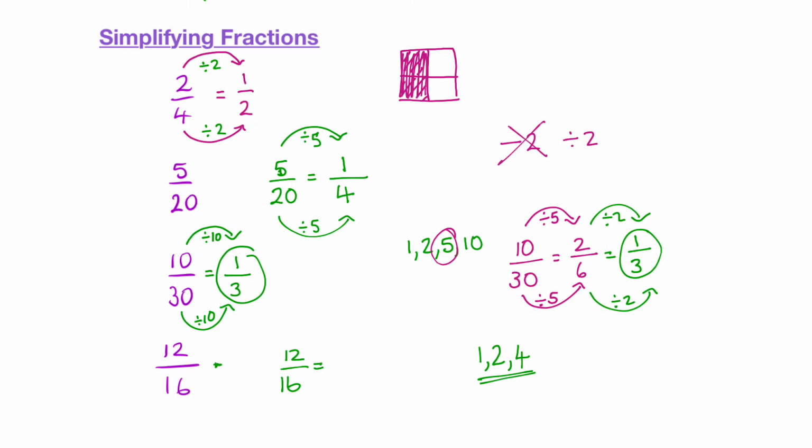So remember, what we do is we divide top and bottom by the same amount, and we pick the bigger number to divide by. So we're going to divide by 4. So 12 divided by 4 is 3. 16 divided by 4 is 4. So our answer, when we fully simplified the fraction 12/16, is 3/4.